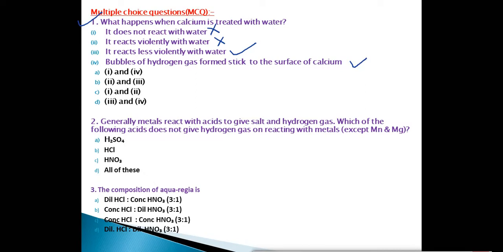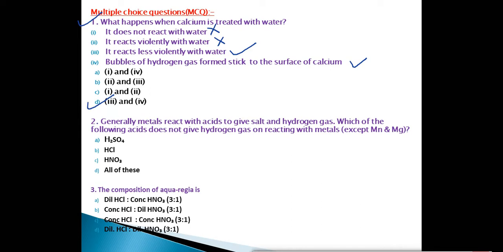One question can be asked from this portion also, that why calcium floats on the surface of water. So you can give the same answer: calcium floats on the surface of water because it sticks to the bubbles of hydrogen gas formed in the reaction. So our options number 3 and 4 are correct. So option number D is the correct one, right?